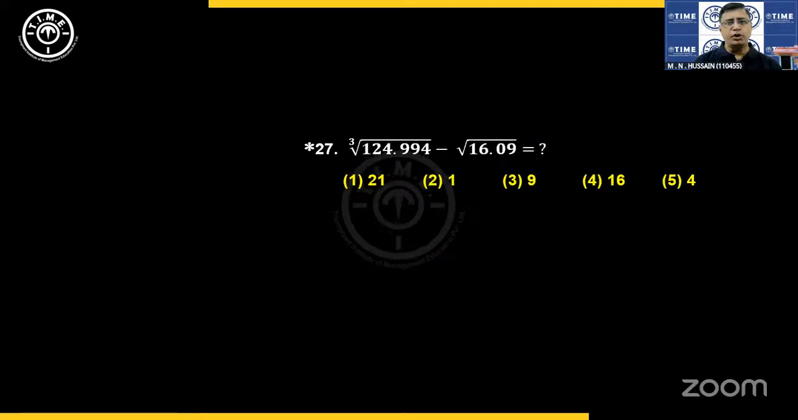Cube root of 124.994. This value is close to 125. Cube root of 125, that is 5 cube. 5 cube is equal to 125. Here it is 16. Square root of 16 is 4.